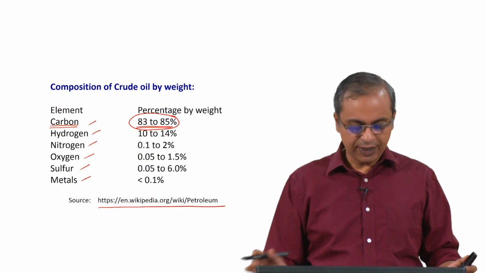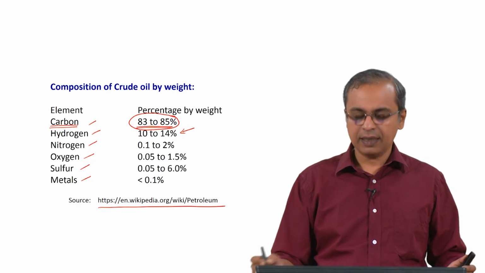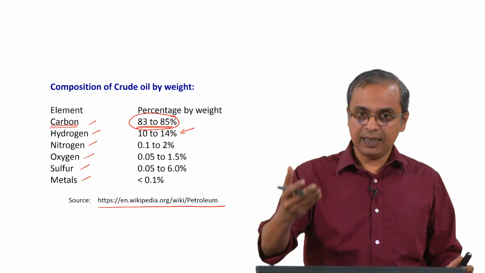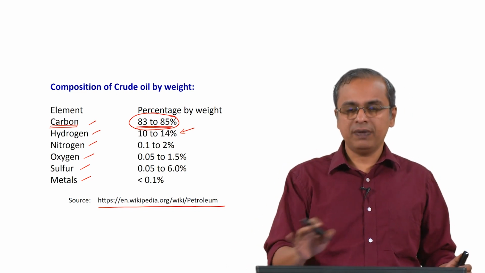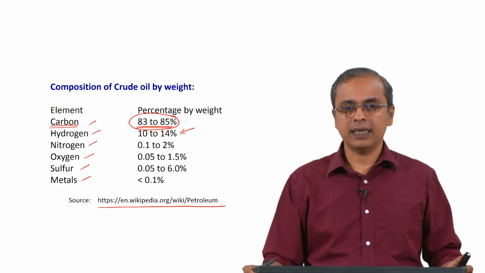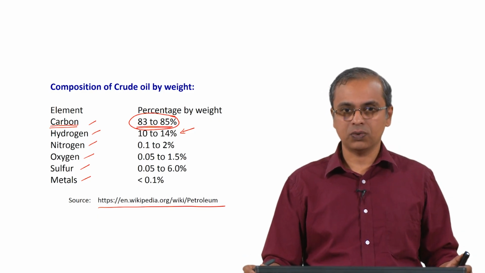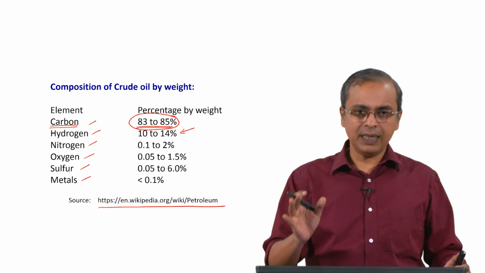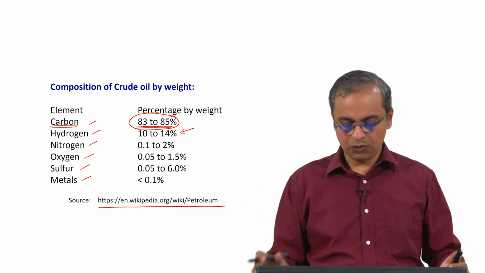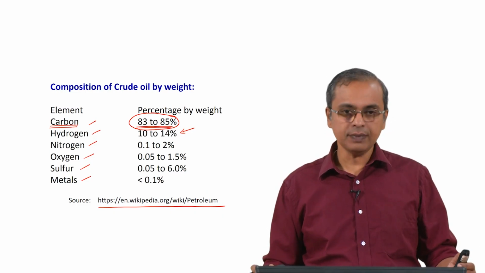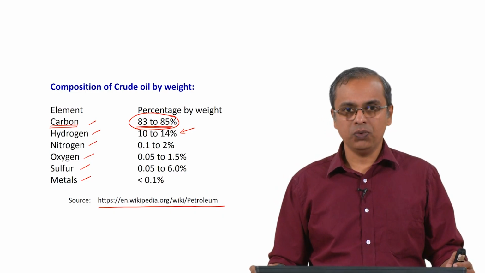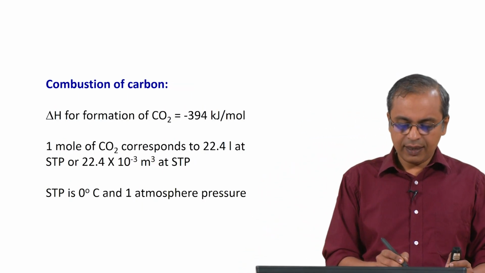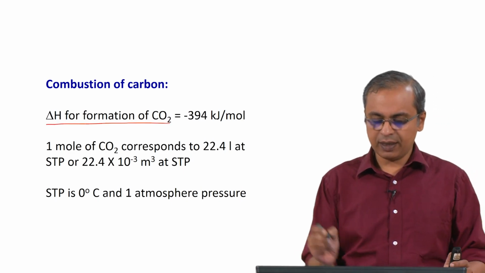Technically you can even be burning hydrogen. 10 to 14% is hydrogen, and that also is going to burn, generate water, and generate some energy. For the moment, we are ignoring it. We are just looking at the carbon as the source. So, we may be off by about 10-15% in our calculation, but that is not a big issue given the kind of numbers that we are dealing with. That is the point I wish to make. Keeping this in mind, let us move to the next part of our calculation, which is to look at the heat of formation of carbon dioxide.